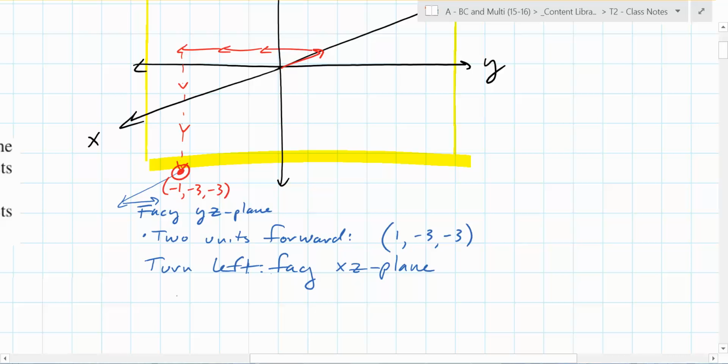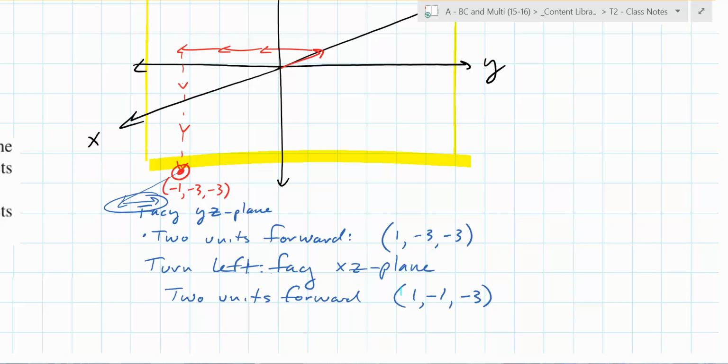Now where are we going to be? 2 units forward. So it would only be 1, positive 2? Nope. I mean, 1, -1, -3. Exactly. Y increases, because we're walking to the right 2 all of a sudden. What is your final position? So our final position is right here: 1, -1, -3.